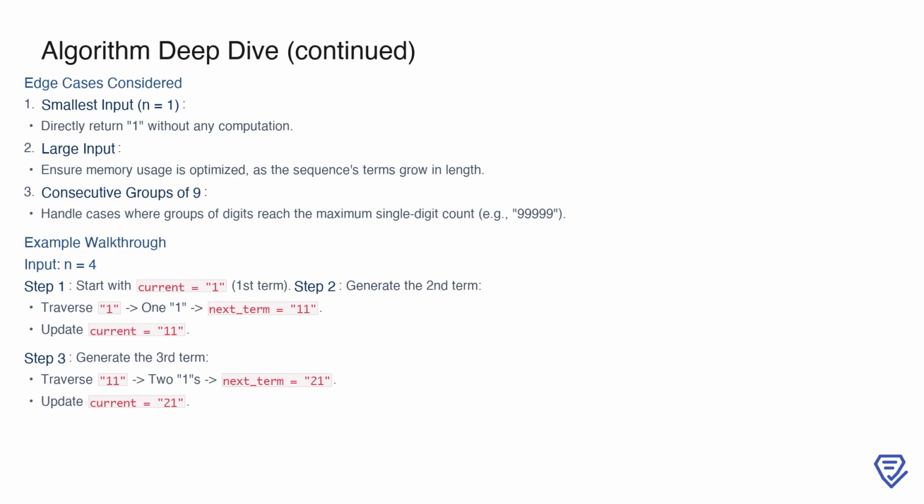To solidify these concepts, let's walk through an example where n equals 4. We start with the first term, current equals 1. For the second term, we traverse 1, count 1, and construct next_term equals 11. We then update current to 11. For the third term, we traverse 11, count 2 ones, and construct next_term equals 21. Again, we update current to 21.